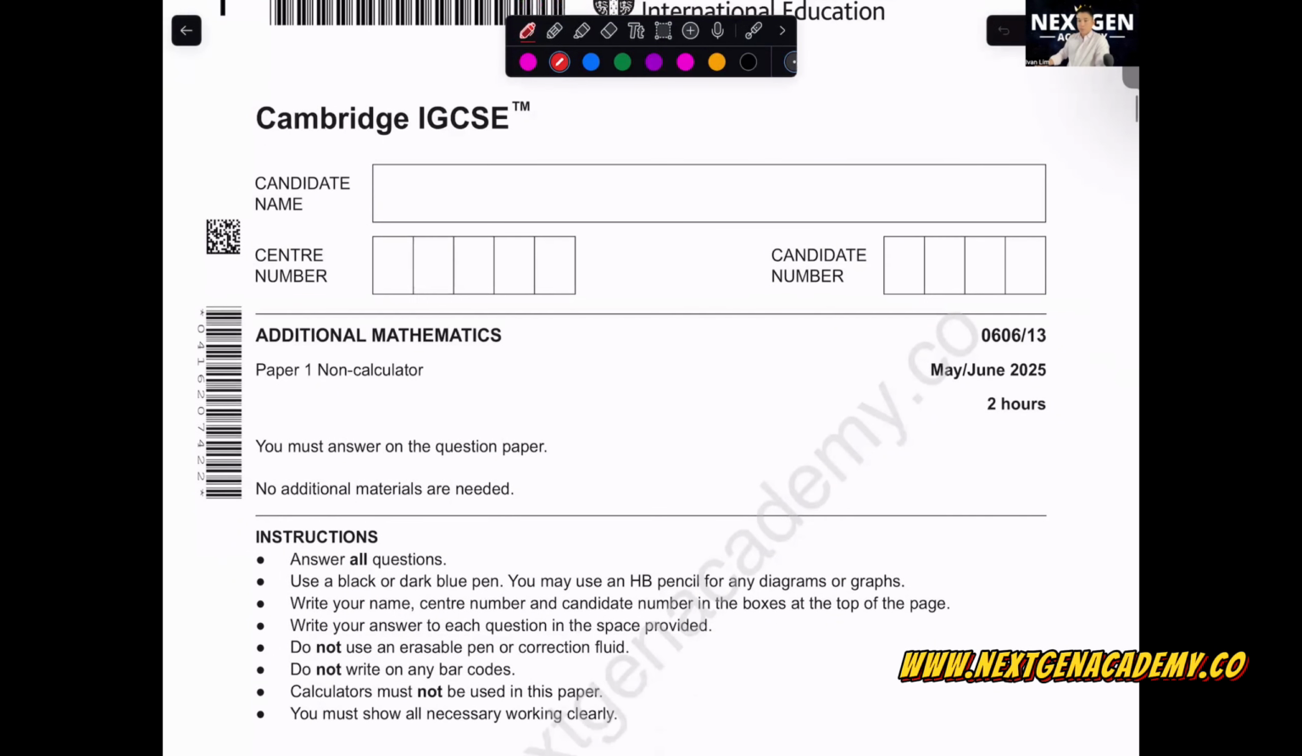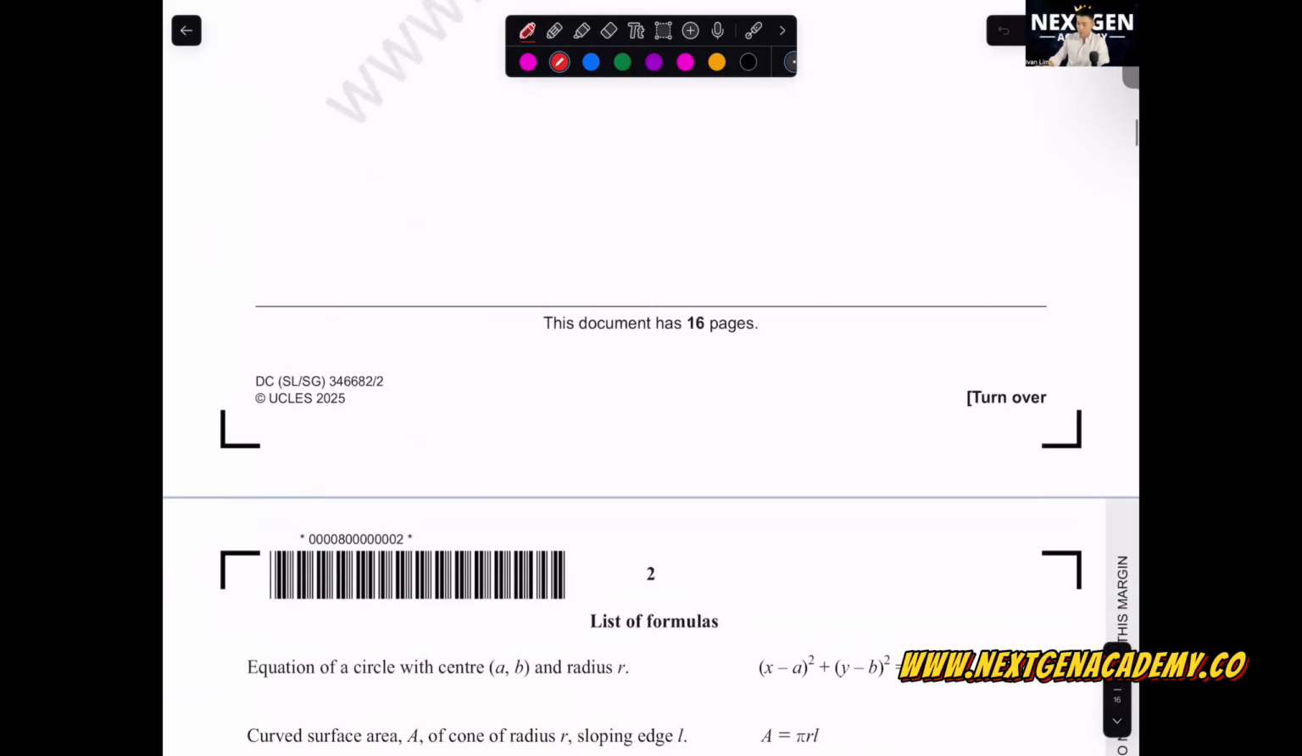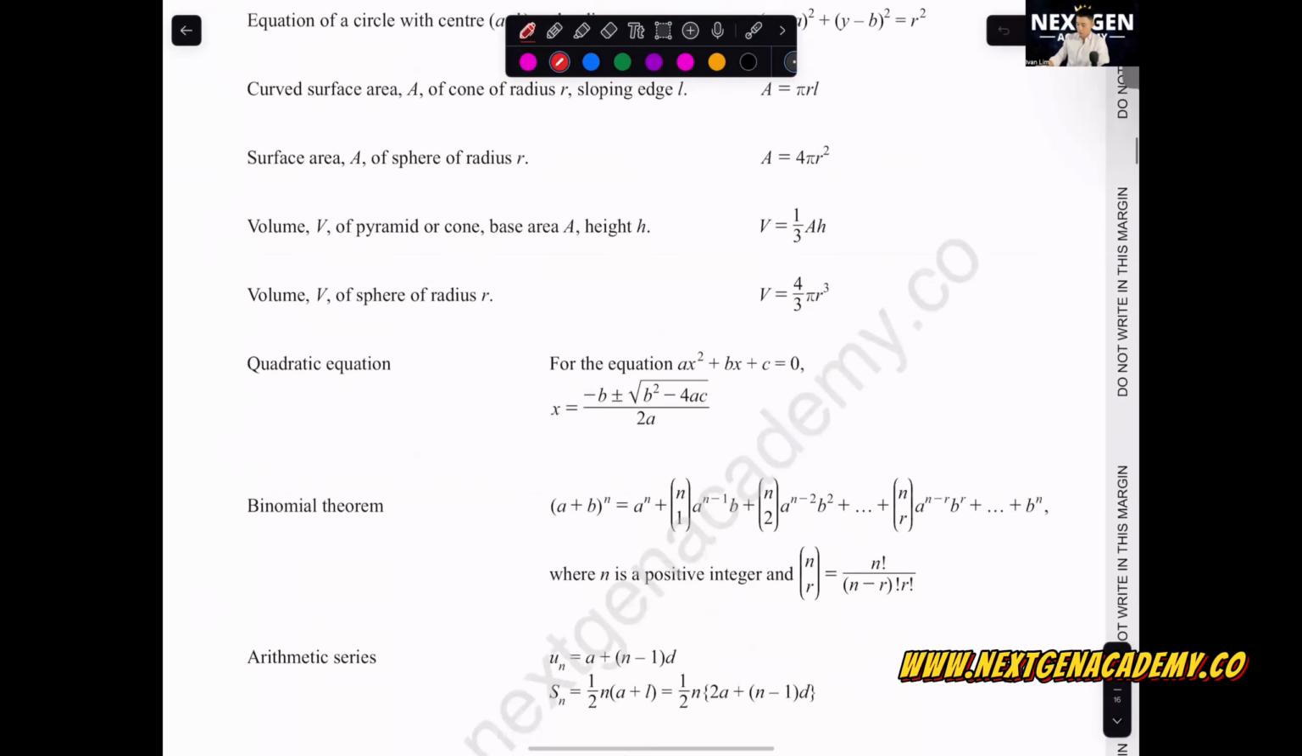All right. Okay, welcome back, my NextGen family. This is the final non-calculator paper for May-June 2025, paper 1-3. We are not going to use our calculator, put it aside. 80 marks, 2 hours. If you haven't done all the other papers, do them without a calculator, time yourself also, and that's how you'll improve.